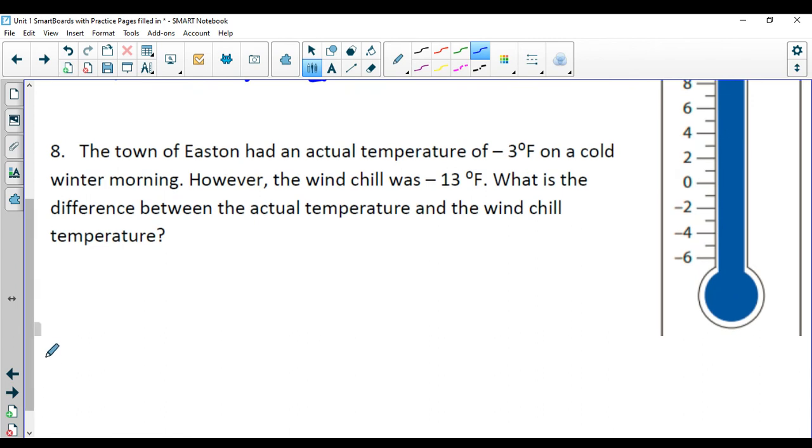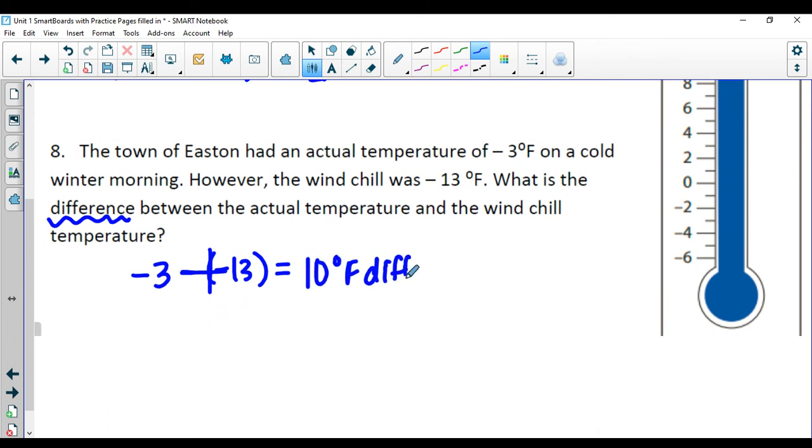Number 8, the town of Easton had an actual temperature of negative 3 degrees Fahrenheit on a cold winter morning. However, the wind chill was negative 13 degrees Fahrenheit. What is the difference between the actual temperature and the wind chill temperature? What does that word difference tell us to do? A subtraction problem is correct. So we have negative 3 minus that negative 13. We're going to go ahead and change that to a big old plus sign here. And what is the difference in temperature? It is a 10 degrees Fahrenheit difference.